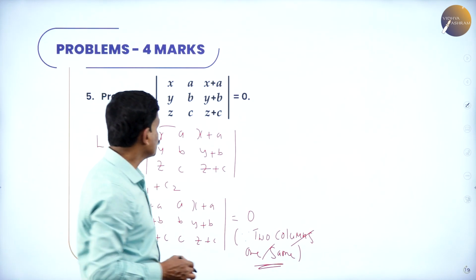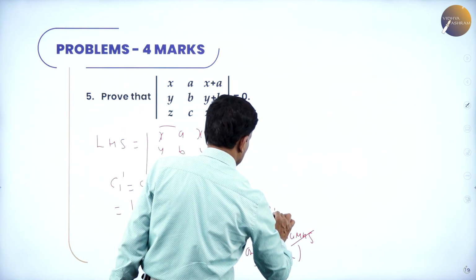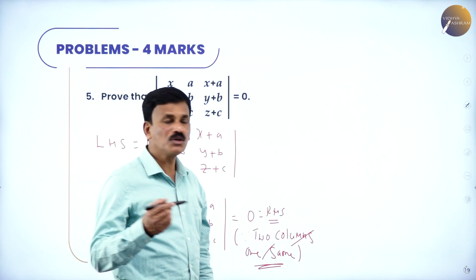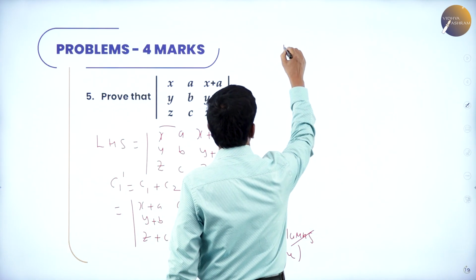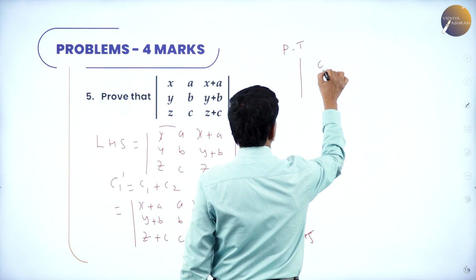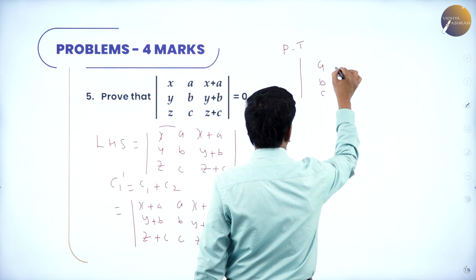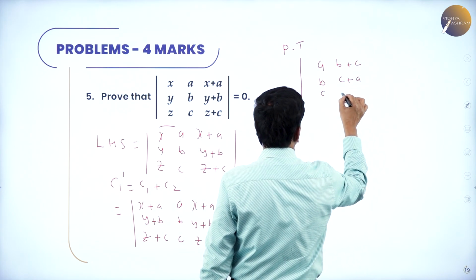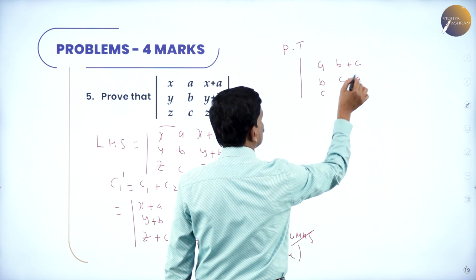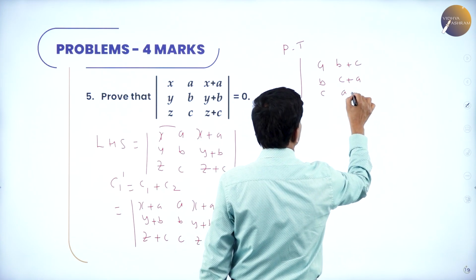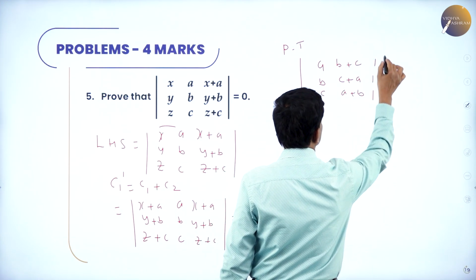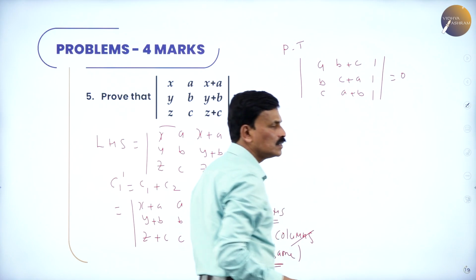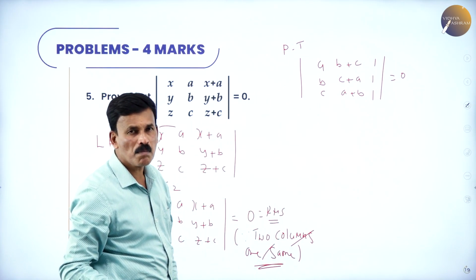Okay. RHS. There is one more problem like this. Prove that this is also important. The determinant with rows A, B, C; B plus C, C plus A, A plus B; 1, 1, 1 is equal to 0. This is also a very important problem.